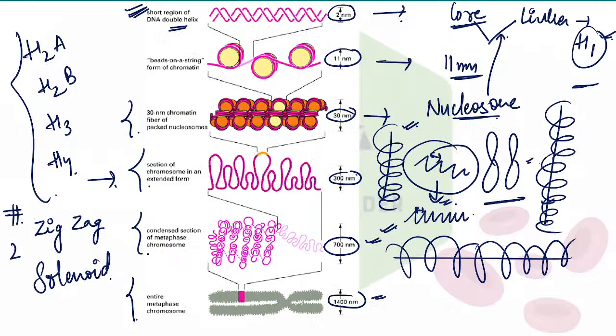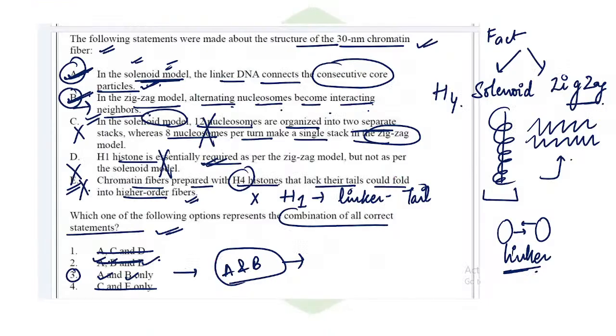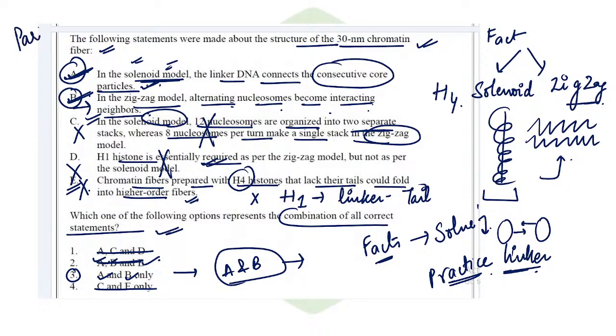If you have paid attention to what I have told you in this particular slide, you can easily solve out this question. You should know the facts behind what solenoid and zigzag model is, and you should know how to solve the question, and you can learn this only if you practice the things properly, right? Easy question, simple question. It was a part C question, that is a 4 marker.